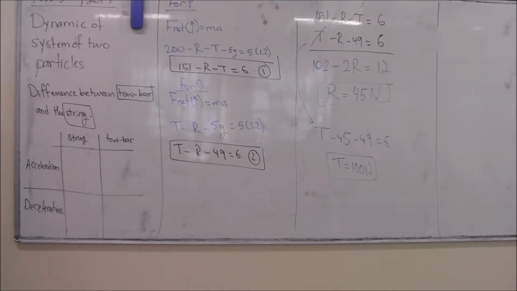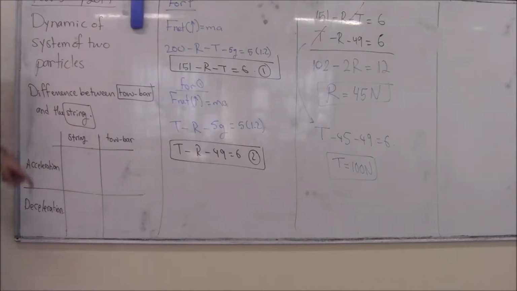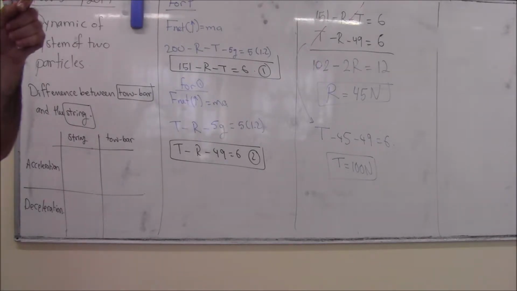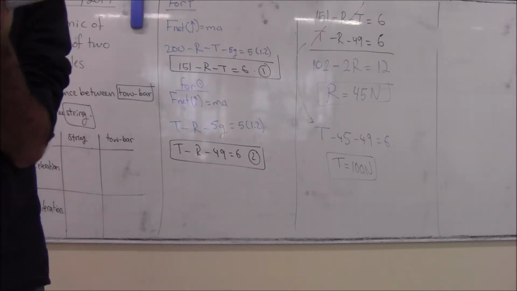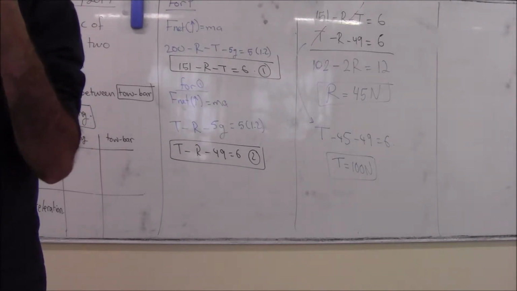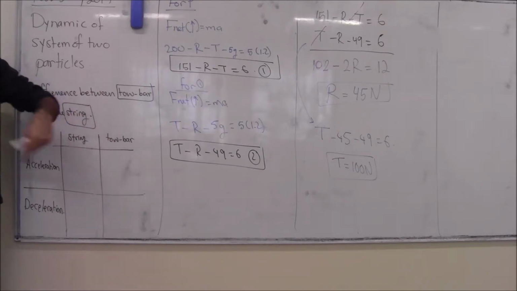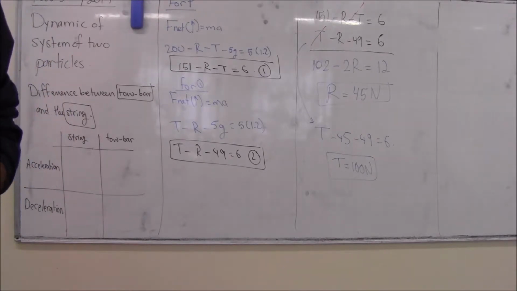Not like the string. During the deceleration, the string becomes slack, because it's not rigid. What is meant by slack? Yes, exactly. But the tow bar, pay attention, cannot be slack. Why? It's rigid, right?